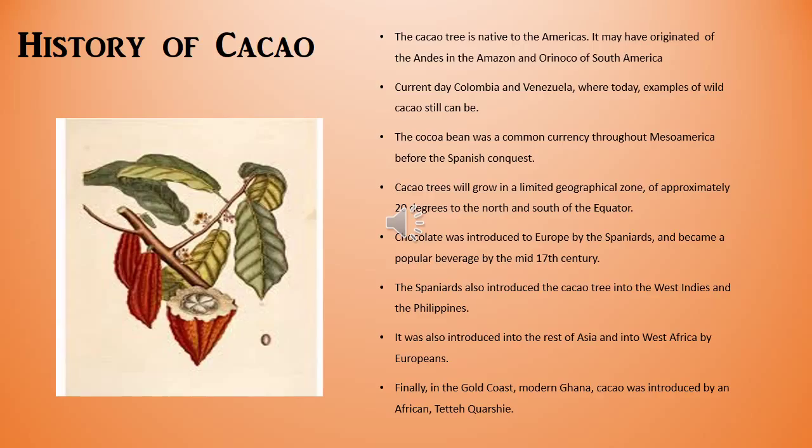The Spaniards also introduced the cacao tree into the West Indies and the Philippines. The cacao was also introduced into the rest of Asia and into West Africa by the Europeans. Finally, we can say that this very popular plant is very modern in Ghana, and it was introduced by an African called Tetteh Quarshie.